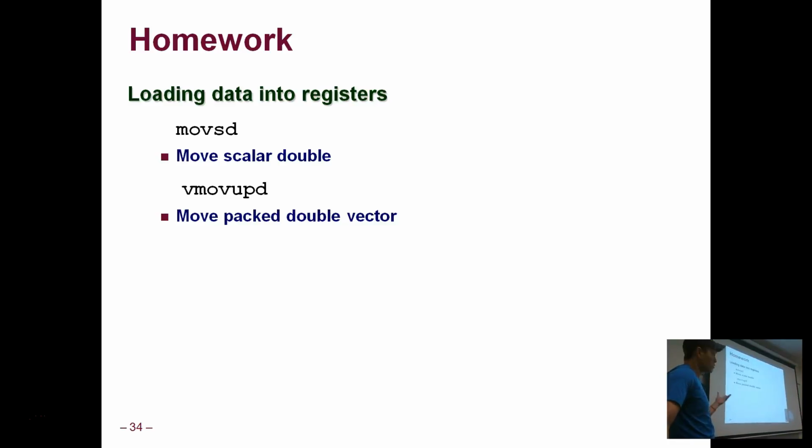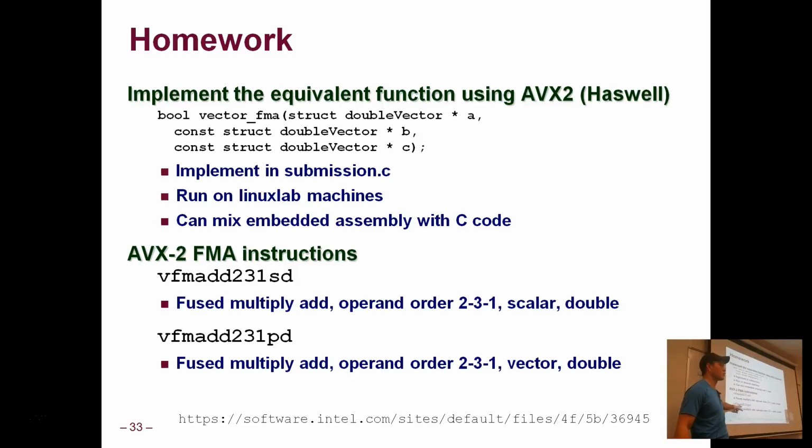Some things that you have to do: instead of moving a scalar double, you need to move a packed double vector of 256 bits. This is the instruction that you need to use, in combination with this other one, and then you're okay. So that's your homework for Tuesday, I think.